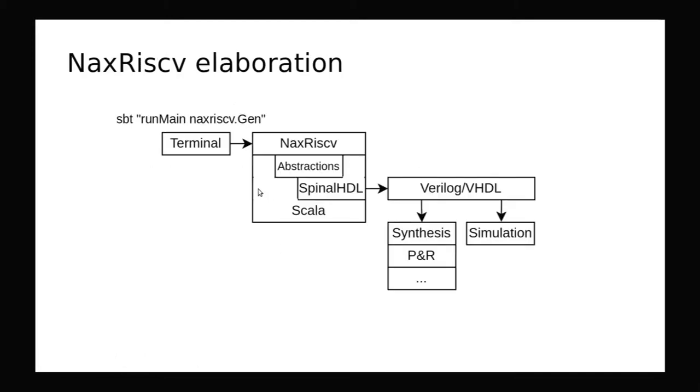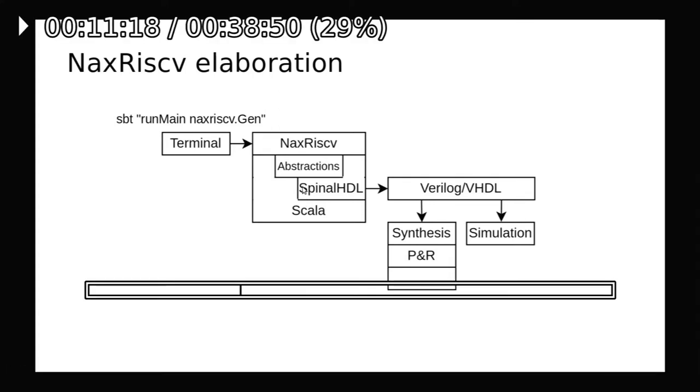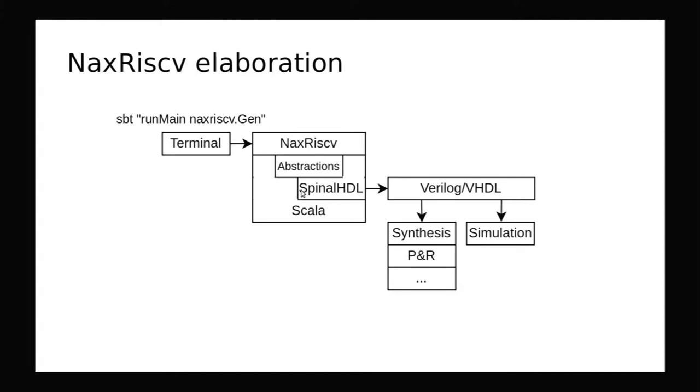And so now let's dive a little bit into how the generation of the CPU is made. So, okay, you can go in the terminal, run this command line, then it will invoke the NaxRiscv elaboration, which is based on Scala as a general purpose programming language for the hardware elaboration, and SpinalHDL, which is, as I said, a Scala hardware description library. And this allows us to generate some VHDL and Verilog that we can then run simulation and synthesis with, with the flow you are used to.